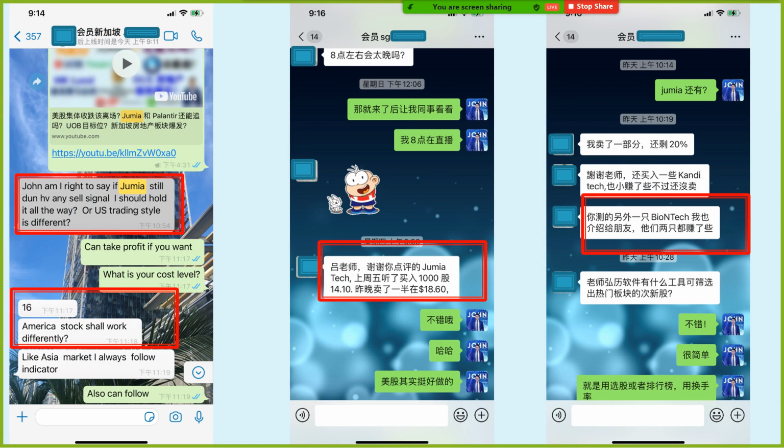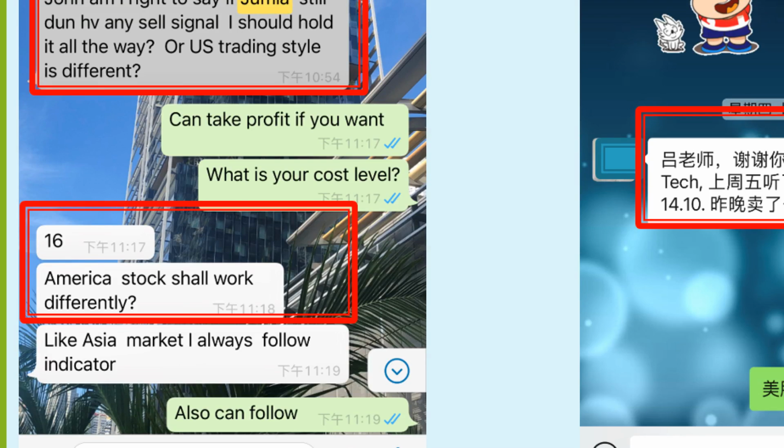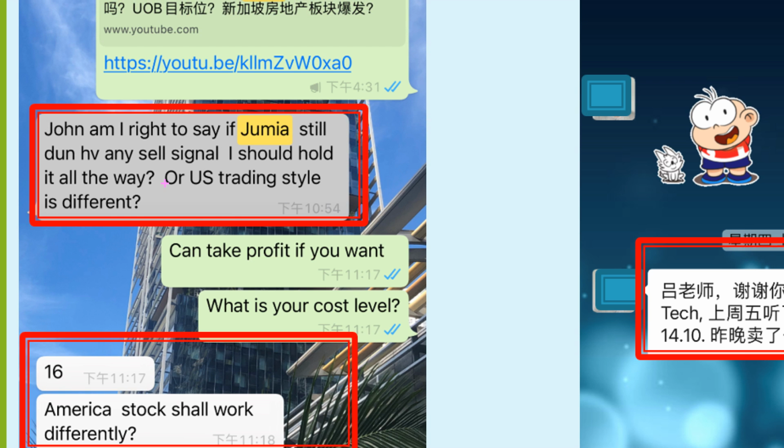And also some of my members follow the software, follow our training service, follow our seminar to make some profit. Like you see the chart, Jumia, many of the members bought Jumia, right? You see, John, I'm right to say if Jumia still doesn't have any sell signal, I should hold it all the way.